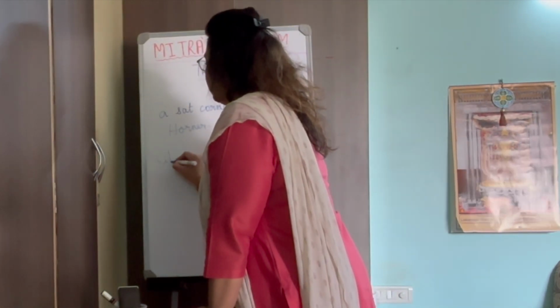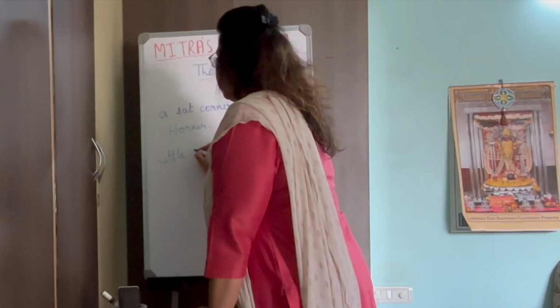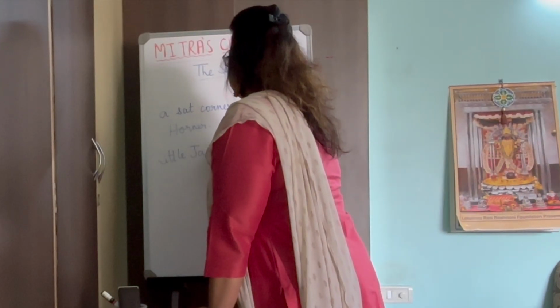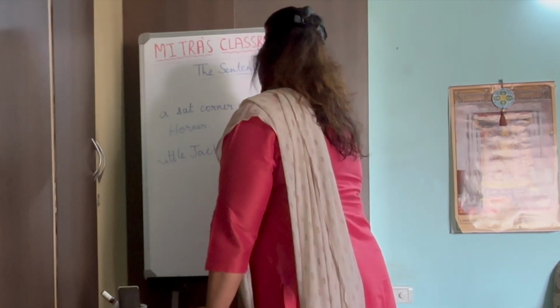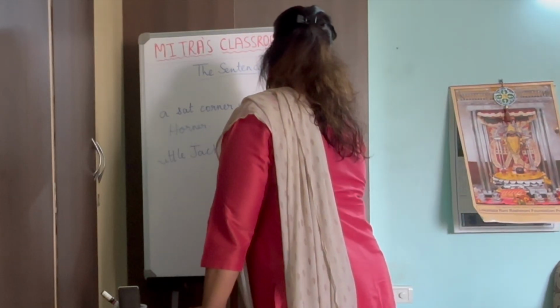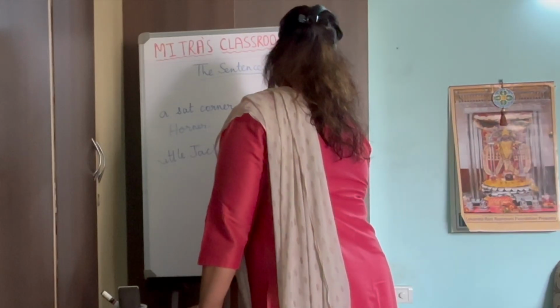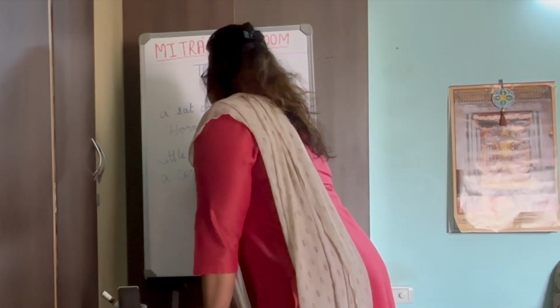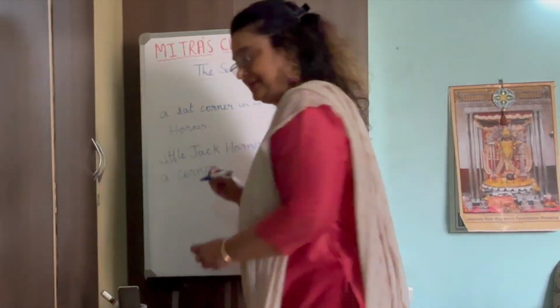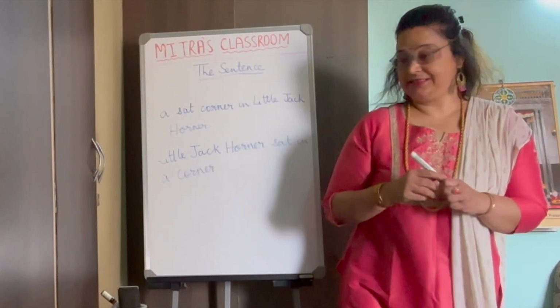Little Jack Horner is a name of a person. Sat, what is he doing? He is sitting. Sat in a corner. So this sentence makes complete sense. So this is a complete sentence.